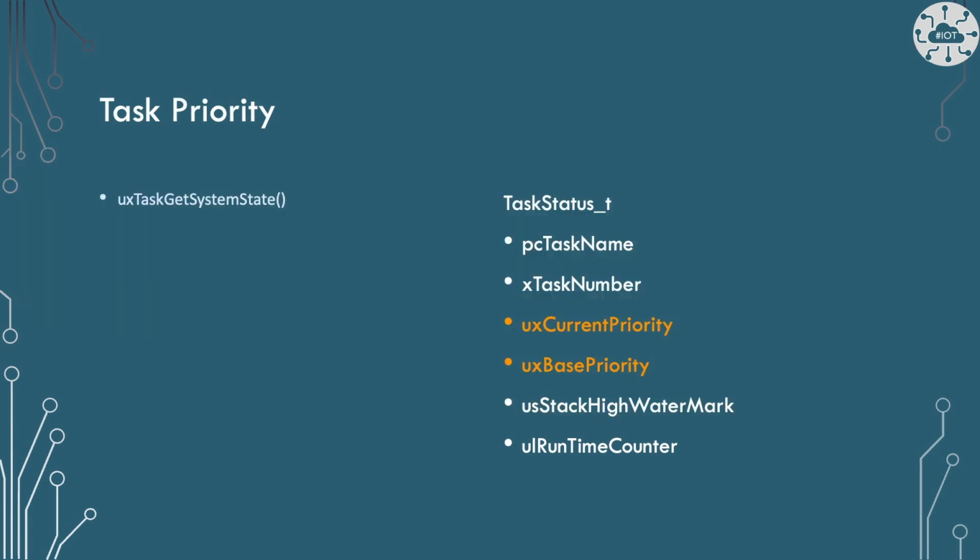We're also interested in the priority of a task. So every task has a different priority. The highest priority task is the one that gets run first, provided it's got something to do.